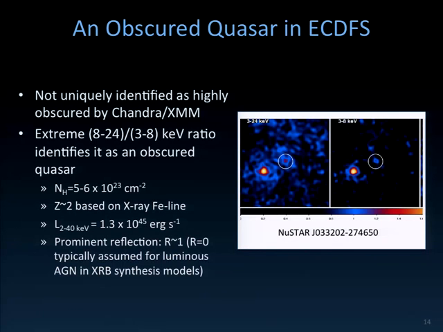And that's very interesting, because in most synthesis models for the X-ray background, it's assumed at these high luminosities that the reflection, the contribution from that broad Compton hump, is essentially 0 or very small. So we're finding even in luminous systems that you can have prominent reflection. Of course, that will change all the conclusions from the synthesis models of the X-ray background.